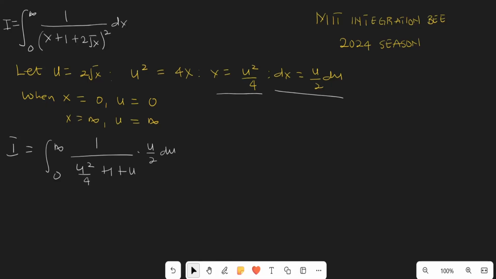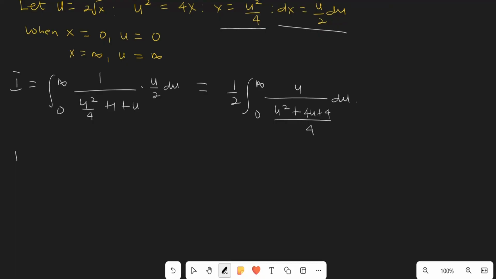That is from here. So this one simplifies to 1/2, a constant. It can go in front. Integral from 0 to infinity of u divided by, you can simplify the denominator, which is u squared plus 4u plus 4, all this one divided by 4 du. And the 4 can become a numerator, so that is going to be 4u. So 1/2 the integral from 0 to infinity of 4u divided by u squared.